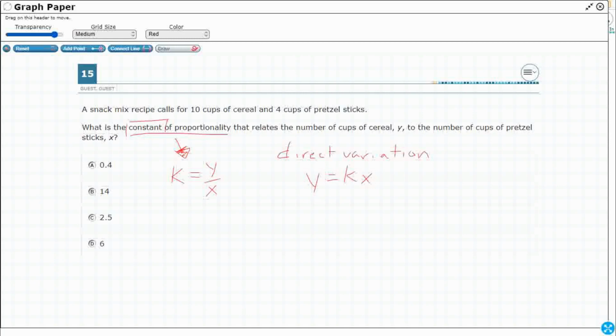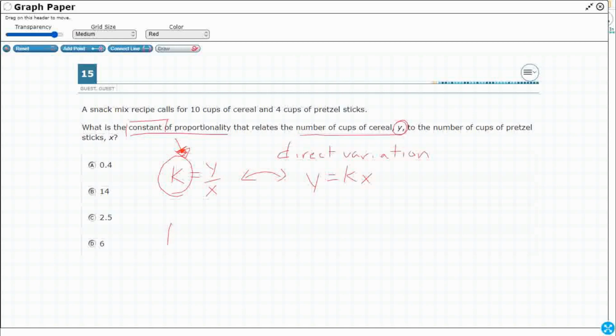As you can see, these two are related to each other. All we did was divide both sides by x to get from the direct variation over to our constant of proportionality. Sometimes we just want to know what this constant is. Well, the constant is y over x, and that lets us know what we can multiply by the x to get to our y. It tells us we need to find the constant of proportionality that relates the number of cups of cereal, y.